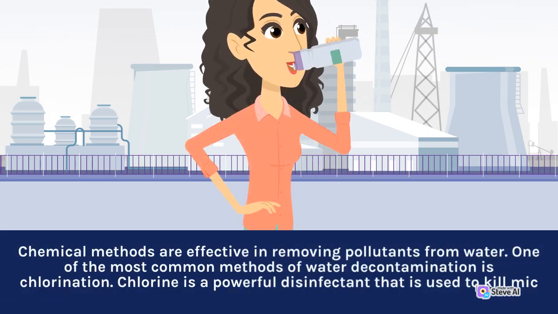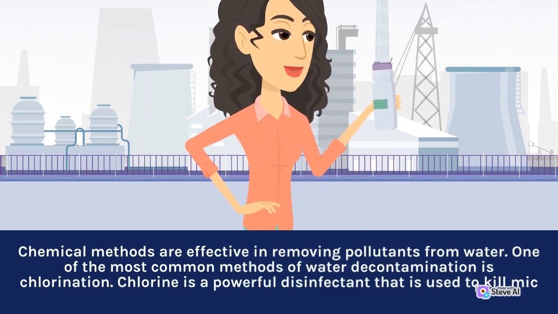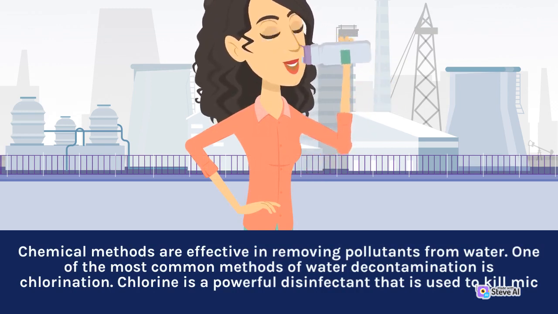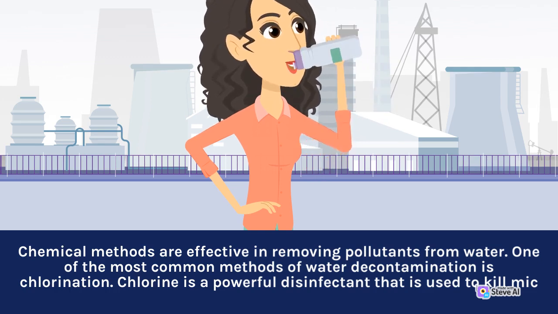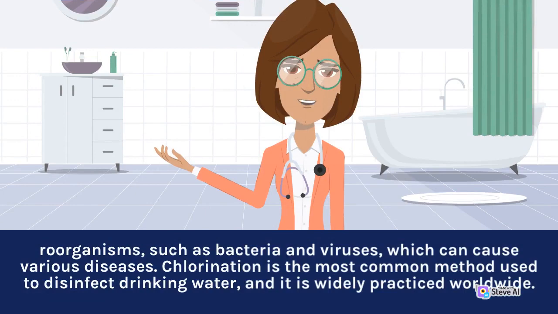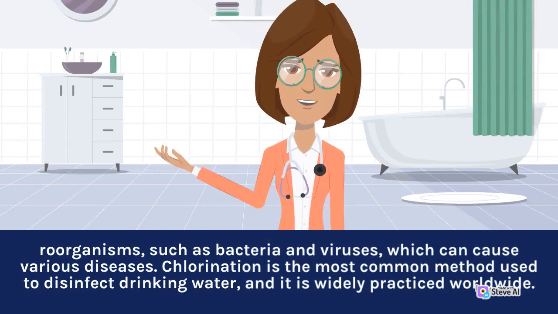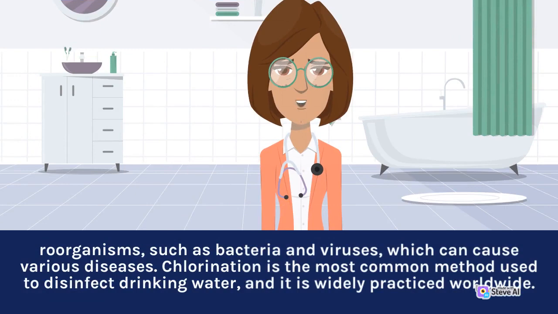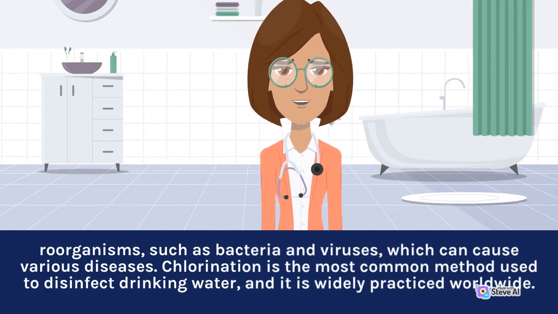Chemical methods are effective in removing pollutants from water. One of the most common methods of water decontamination is chlorination. Chlorine is a powerful disinfectant that is used to kill microorganisms, such as bacteria and viruses, which can cause various diseases. Chlorination is the most common method used to disinfect drinking water, and it is widely practiced worldwide.